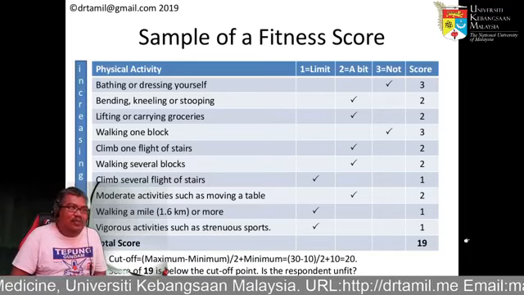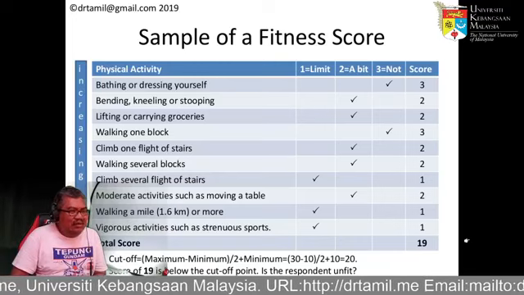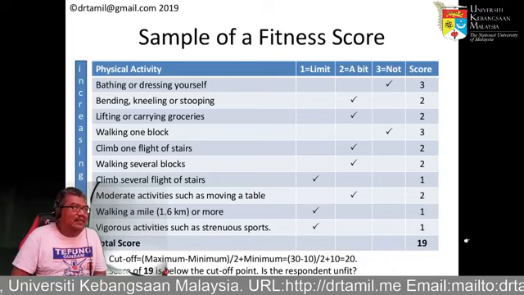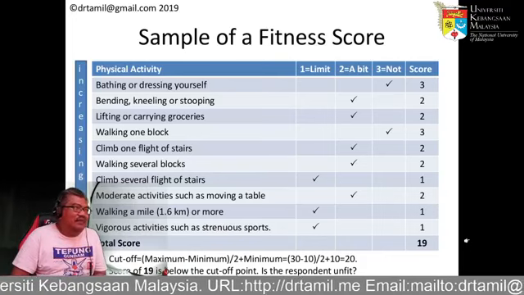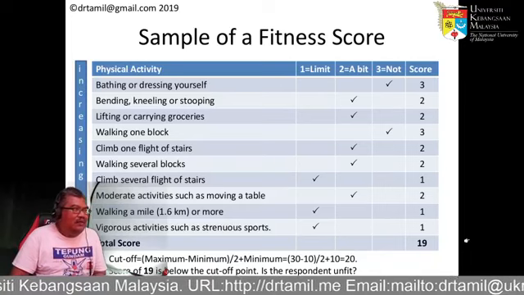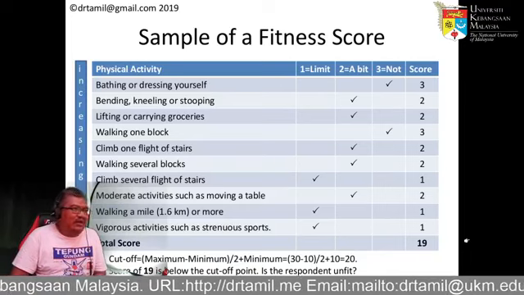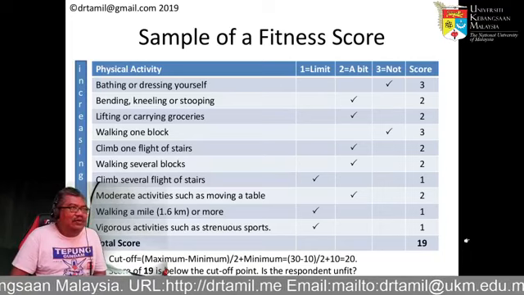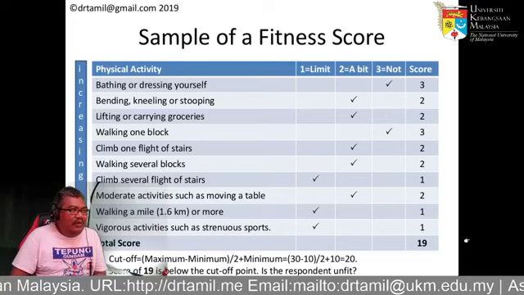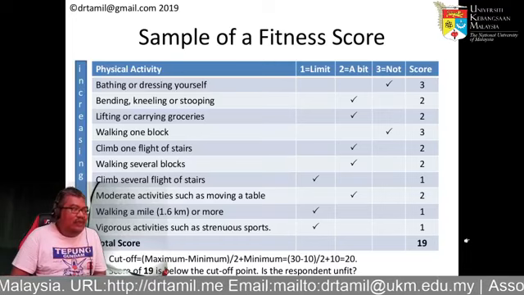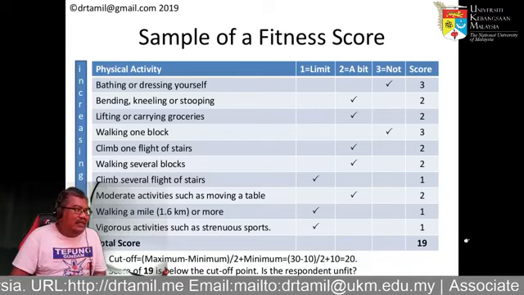Walking 1 block, no problem, 1 block only. Okay, climbing 1 flight of stairs, tough a bit. Okay, walking several blocks, that one a bit further, limited a bit. Climb 7 flights of stairs, cannot. Okay, so limited a lot, and so forth. So when doing all this scoring, you come up with a score, and the final score here is 19.